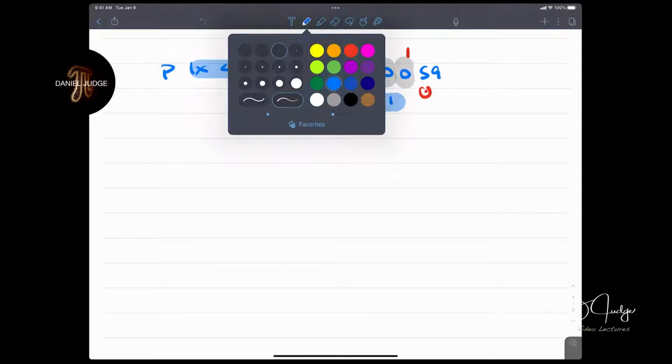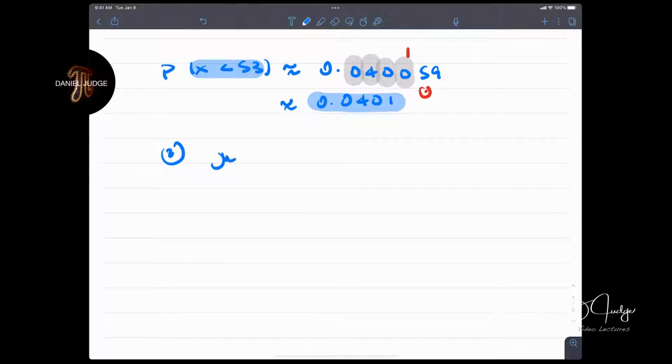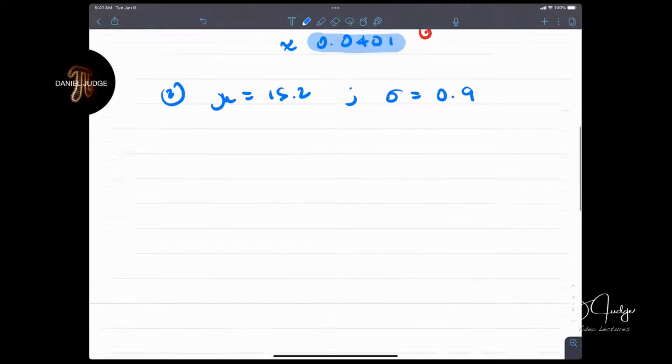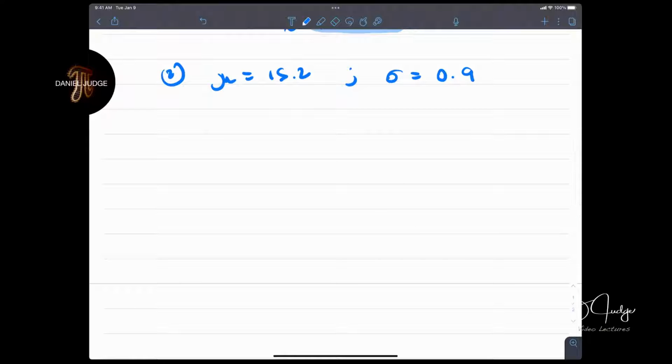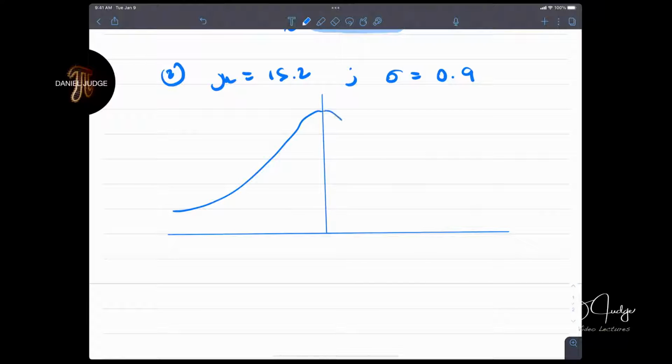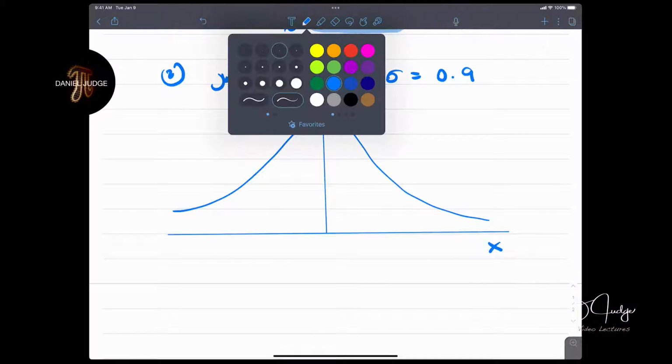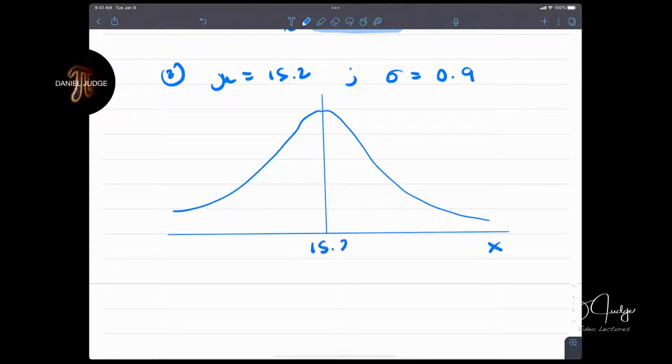The mean is 15.2, standard deviation is 0.9. So for question number 2, I'm going to write that down. Mean is 15.2, standard deviation is 0.9. Remember the first step. Draw a picture of the question. Draw your bow. Now, my bows look funny. X is a normal distribution. In the center of that bow goes your mean, 15.2. So it's right in here.